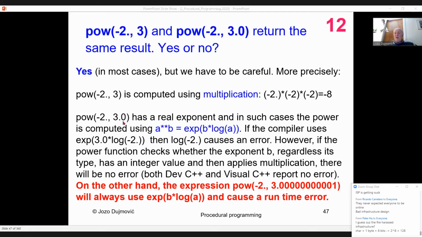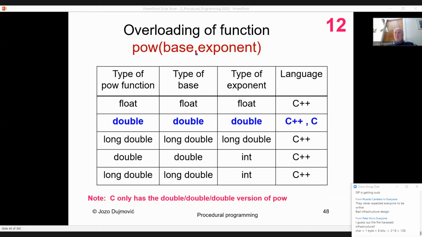Of course, many modern compilers will take this 3.0 and ask, is this an integral value or not? It is not a real value, but it is an integer value. So it will use multiplication, and it is not going to explode. But if you put a little more, it is going to explode. So be careful about that.